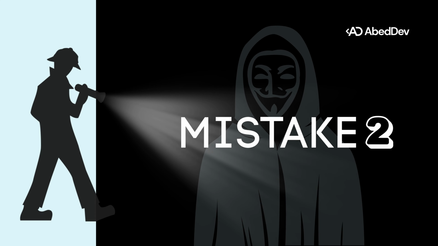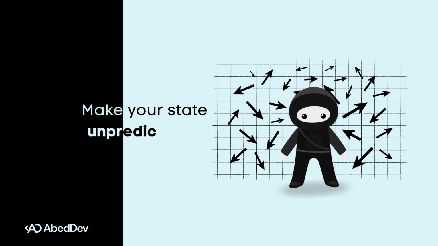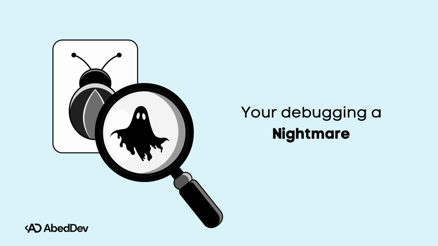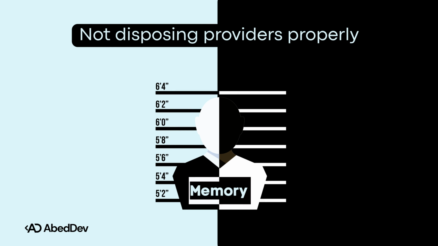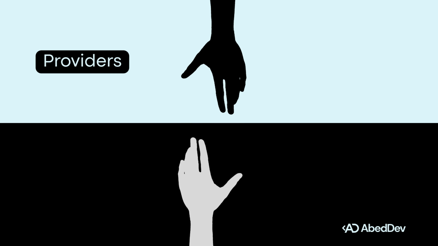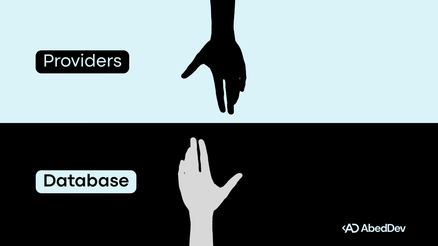This mistake is a sneaky one. It doesn't crash your app and you will not see any compile errors. But it can make your state unpredictable and your debugging a nightmare. It's not disposing providers properly, a silent memory leak waiting to happen. Here's the problem: you create providers that depend on something expensive like a stream, a timer, or a database connection, but you never clean them up.